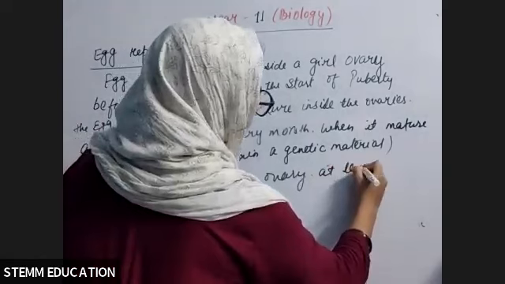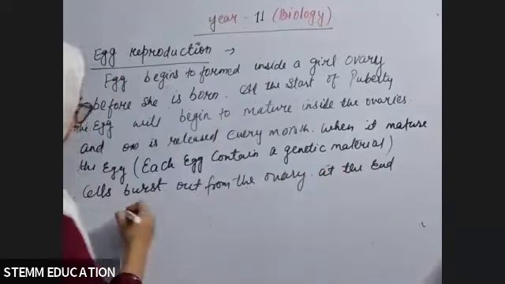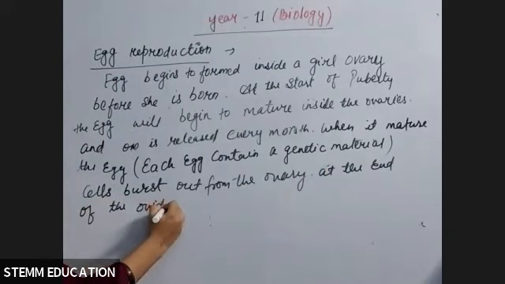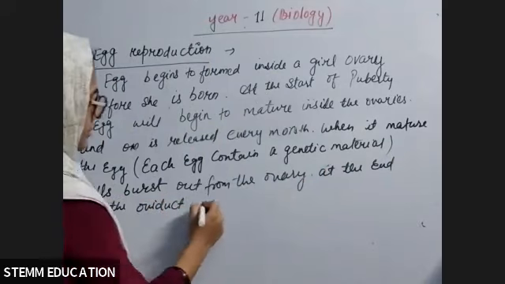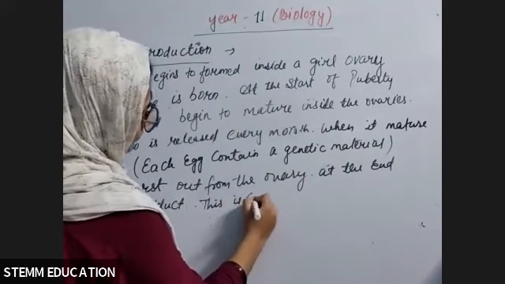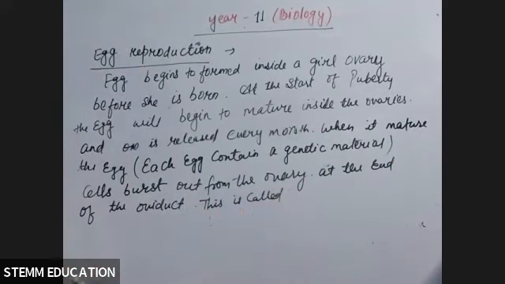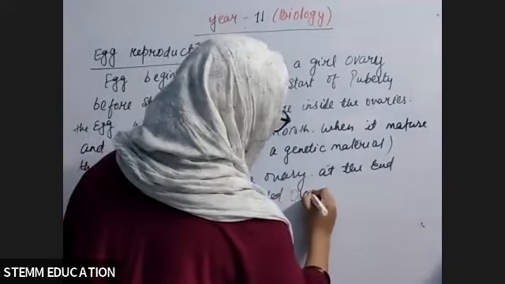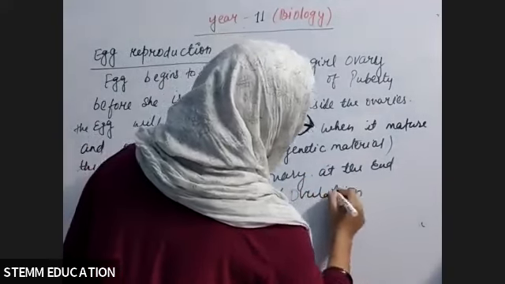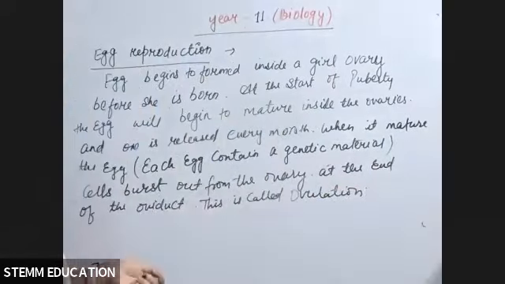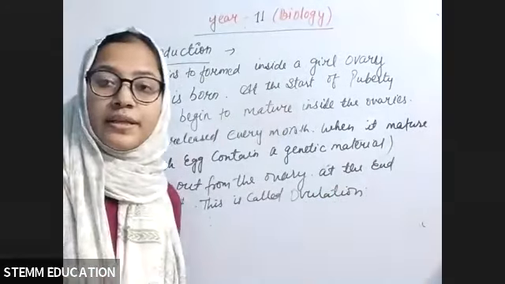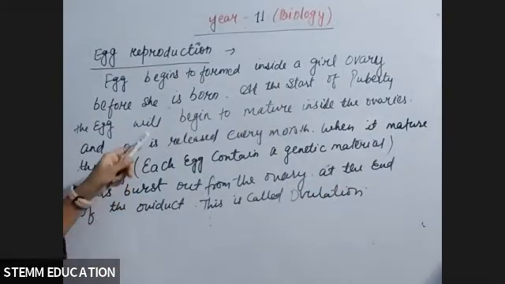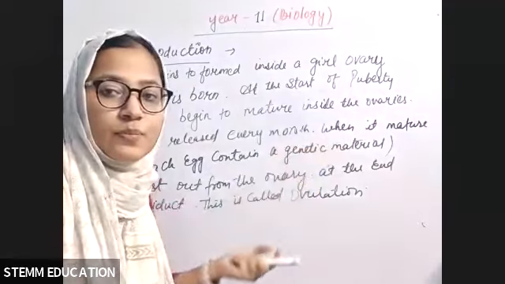At the end of the oviduct. Do you know what this is called? This is called ovulation. Hope you understood till here. This is known as ovulation. Next is egg production, how the egg is produced.